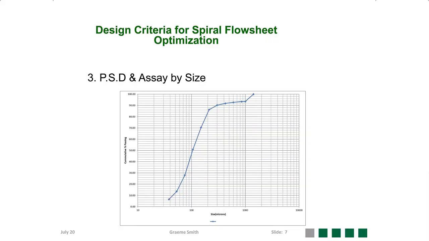The third factor we start to look at is your PSD and a size by assay. And as you can see from this graph, this client had a PSD with a P80 of 105 micron. This factor helps us to determine exactly where your gangue minerals are and where we can actually optimize it and bring in the most valuable mineral into the circuit.